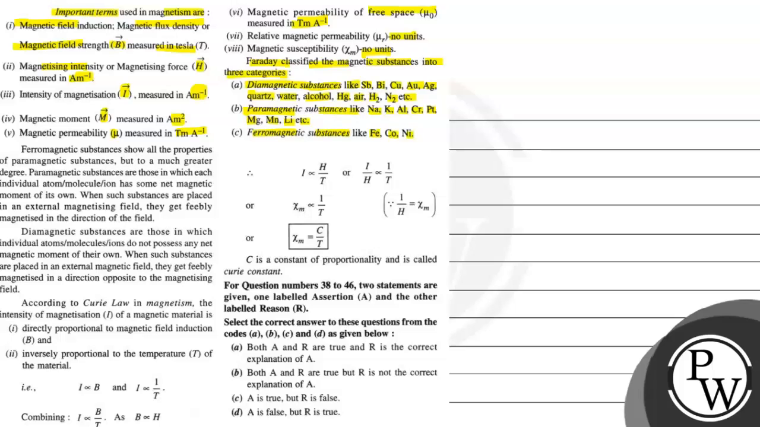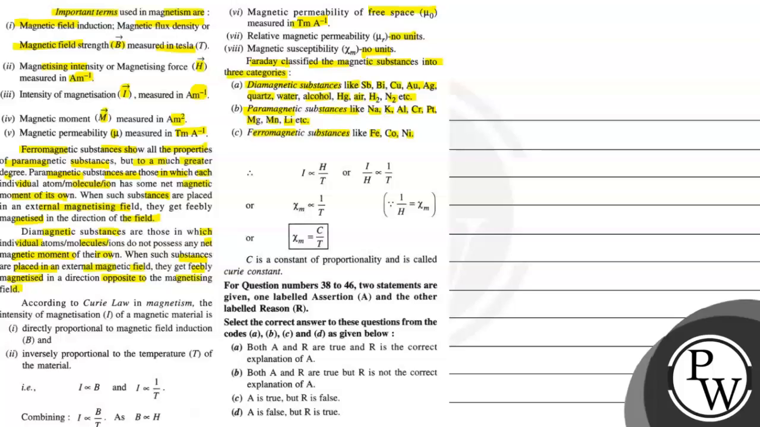Now, they are saying that the ferromagnetic substances show all the properties of paramagnetic substances, but to a much greater degree. The paramagnetic substances are those in which each individual atom, molecule, or ion has some net magnetic moment of its own. When such substances are placed in an external magnetizing field, they get feebly magnetized in the direction of the field. Diamagnetic substances are those in which individual atoms, molecules, or ions do not possess any net magnetic moment of their own. When such substances are placed in an external magnetic field, they get feebly magnetized in the direction opposite to the magnetizing field.